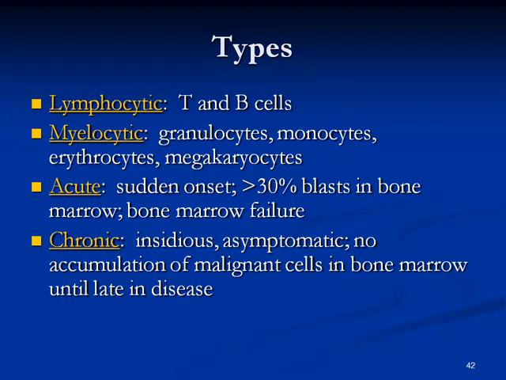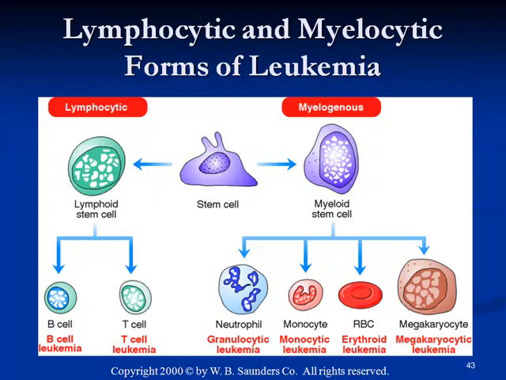And then we're going to compare acute and chronic. So acute is a sudden onset of symptoms where we have a large number of blasts in the bone marrow and failure of the bone marrow to do all of its other functions. And then chronic, where it's a much more slow onset and often is asymptomatic until you get later into the disease. So here's a picture again of our stem cell.